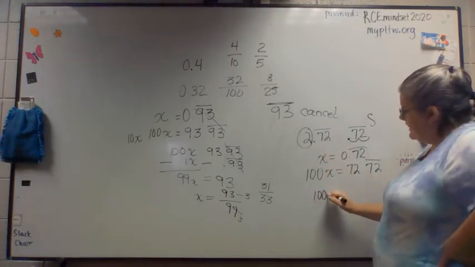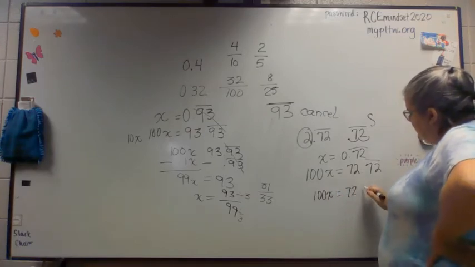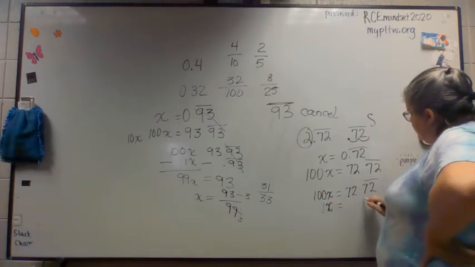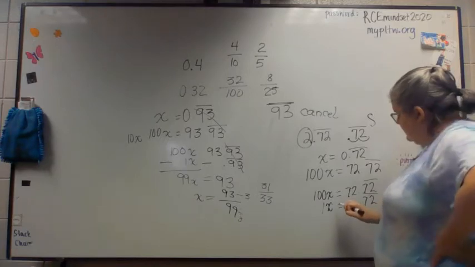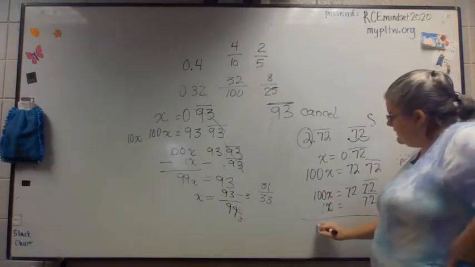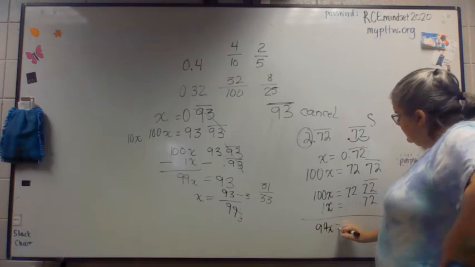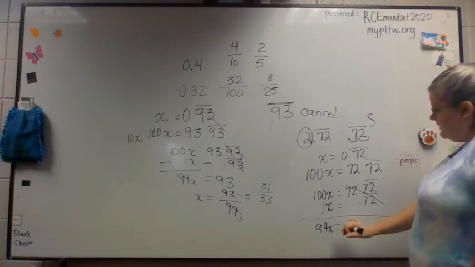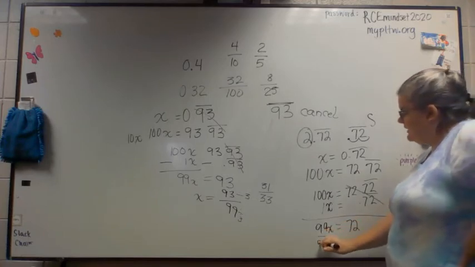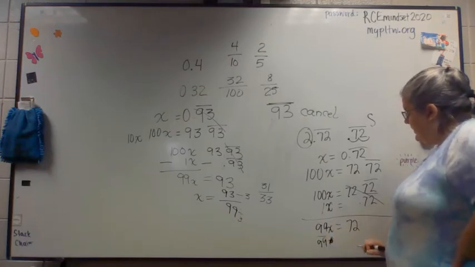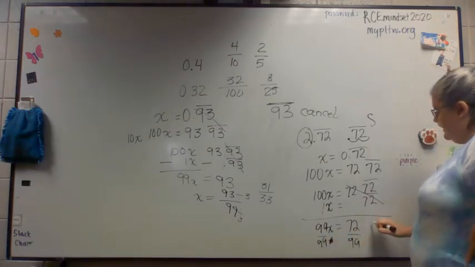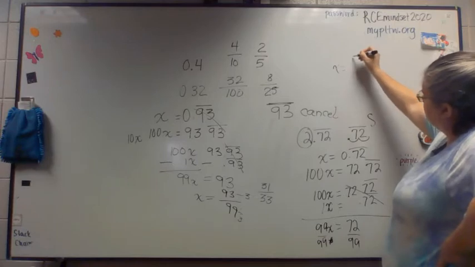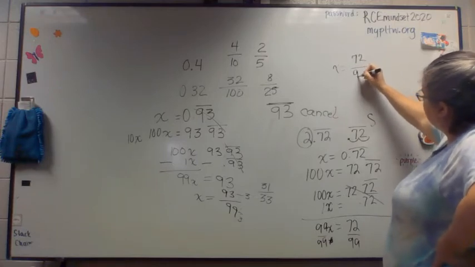So now we're going to subtract these two equations. I'm going to do 100x equals 72.72 repeating, and 1x equals 0.72 repeating. Whenever I subtract those, again here I get 99x, and over here I am just left with 72 because those cancel. So now I'm going to get rid of the 99 by dividing by 99. So now we need to simplify it. So x equals 72 divided by 99.